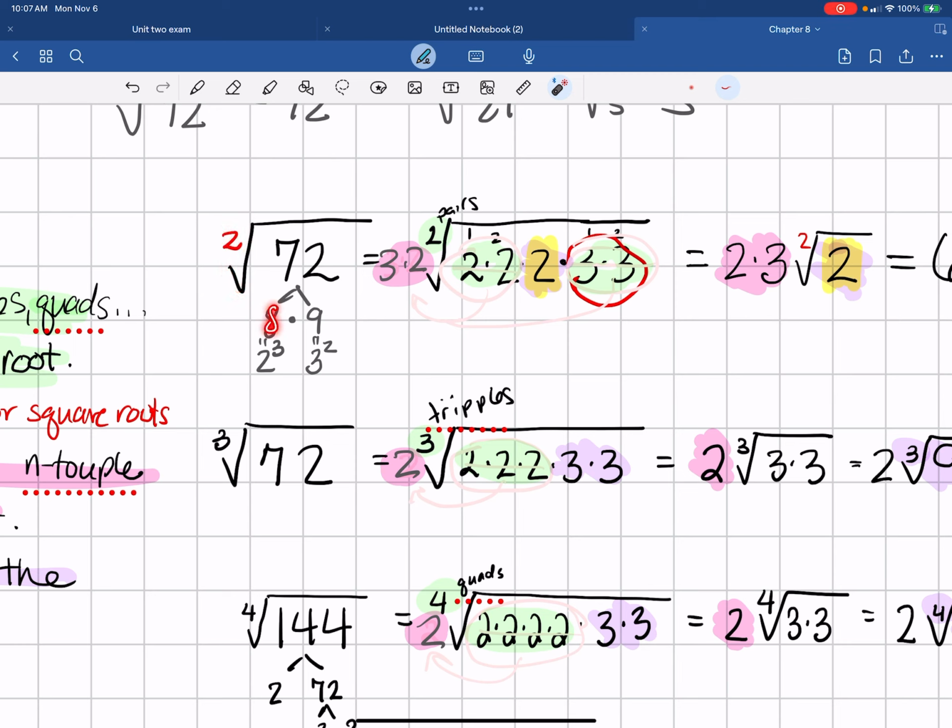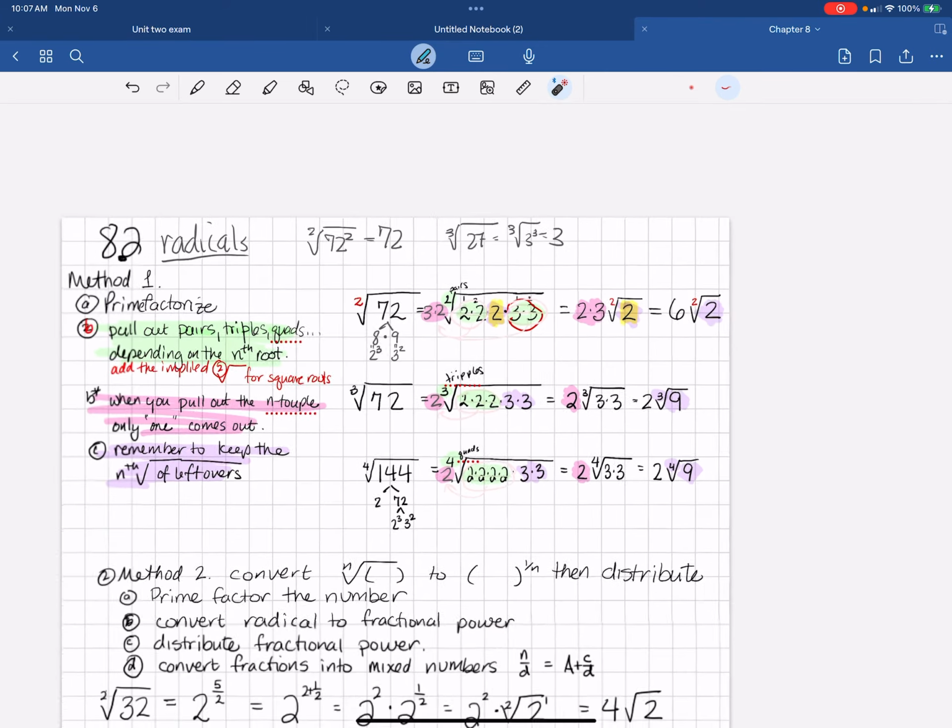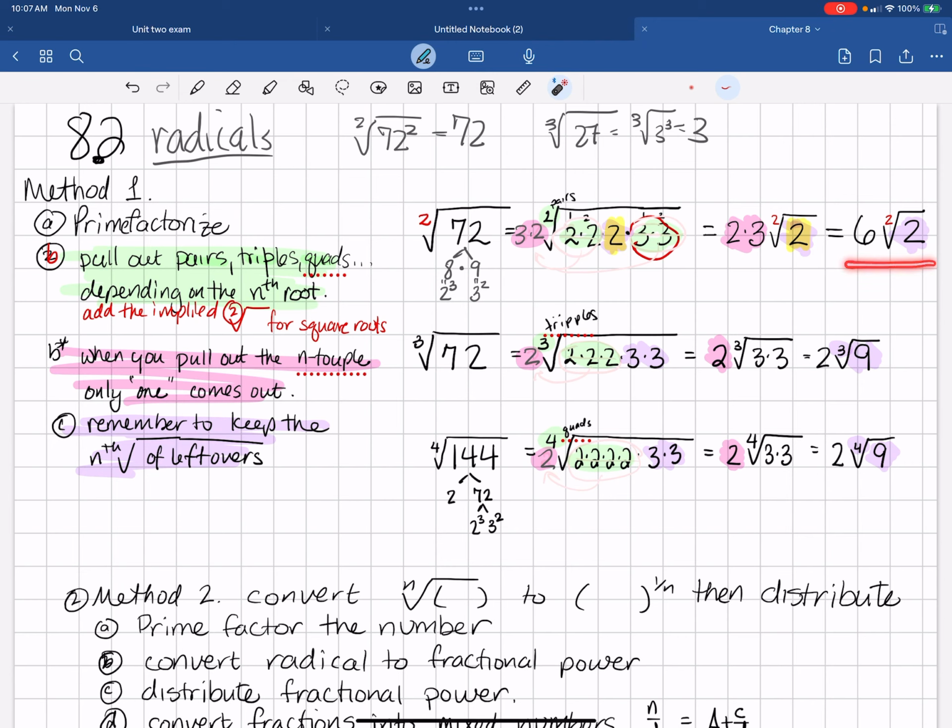So in this case, square root of 72. 72 is 8 times 9, which is 2 to the third, 3 squared. So I have 3 2's and 2 3's. Since it's a square root, I want pairs. So this pair gets taken out and this pair gets taken out. So I have a 3 times 2 on the outside, but then I have my leftover. So I have my 3 times 2, which is the pulled out, and then I have my square root of what's left, which is the 2. So I have the answer 6 square root of 2.